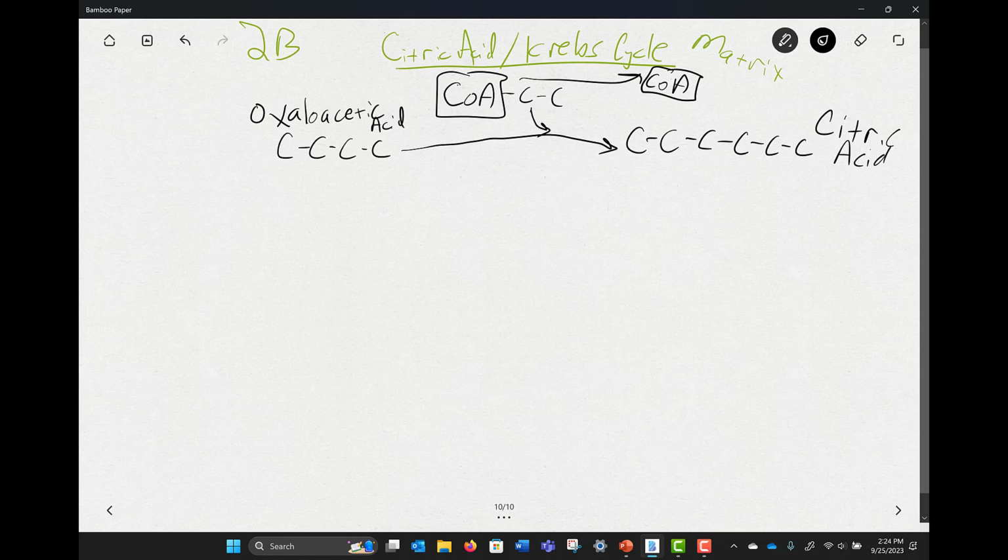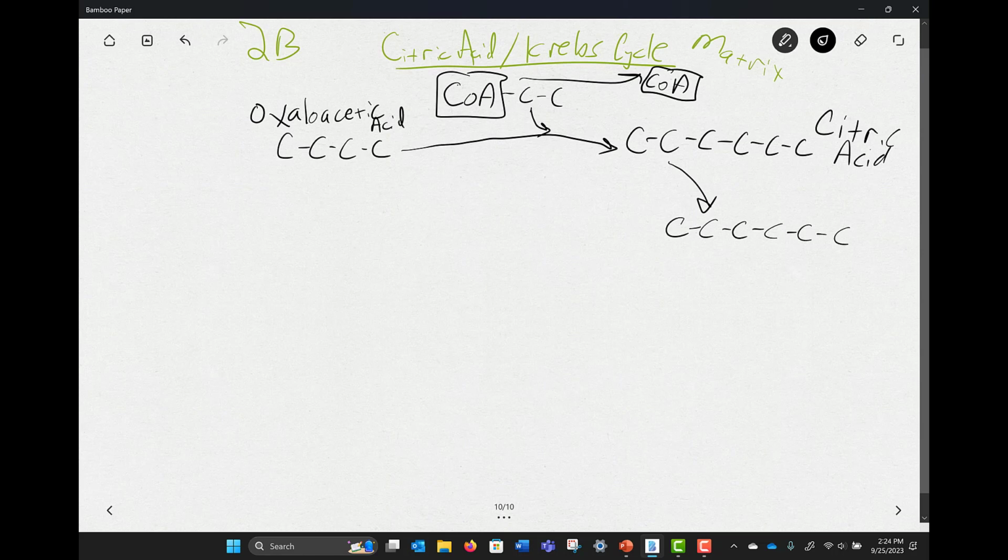Once we have citric acid, which is the first thing that's produced, which is why it's called the citric acid cycle, a few things are going to happen. First, all of the carbons and the hydrogens and oxygens that we don't see are all going to switch places. It is still a 6-carbon compound.